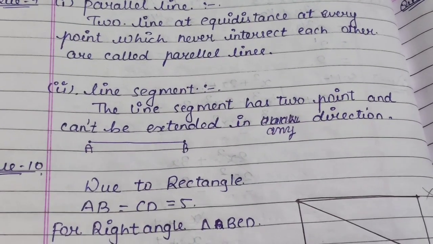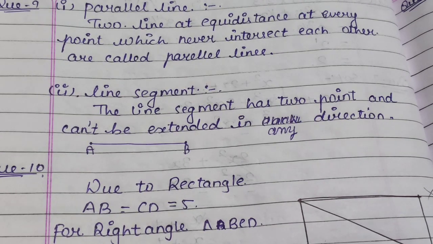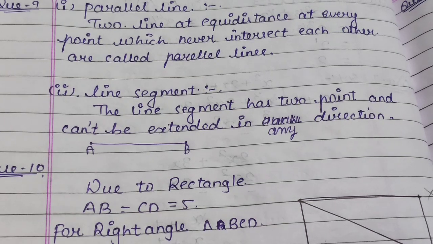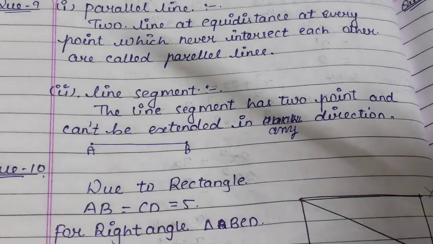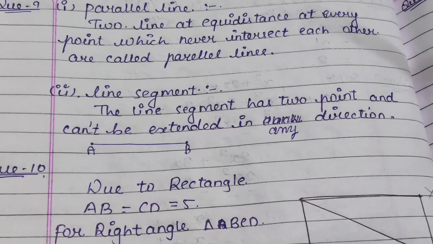Now guys, we are on question number 9. We have to define parallel line and line segment. First of all we will see parallel lines. Two lines at equidistance at every point which never intersect each other are called parallel lines. Here one word is given, equidistance. This means both lines are at equal distance, so they will never intersect. That is called parallel lines.